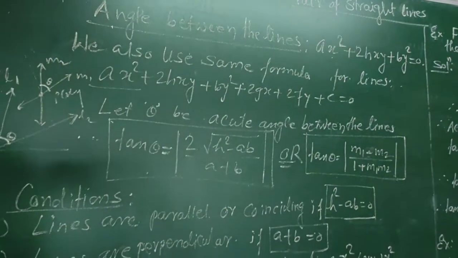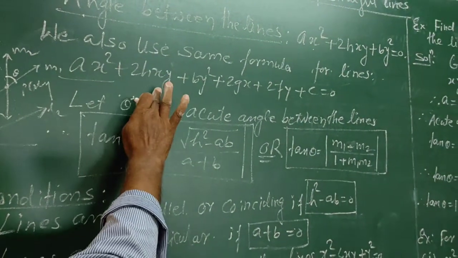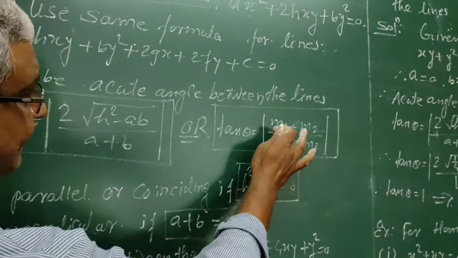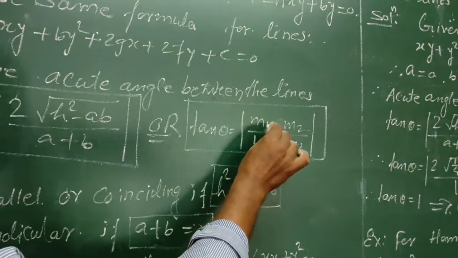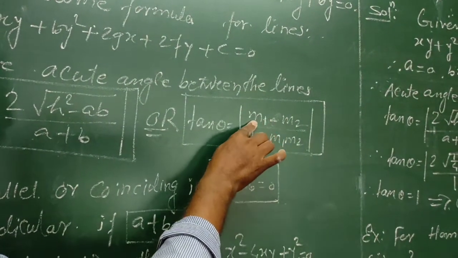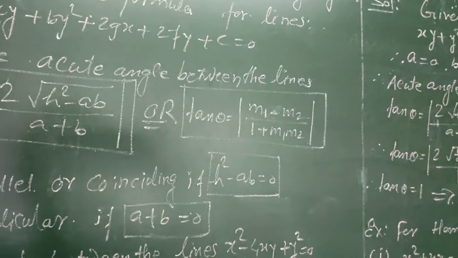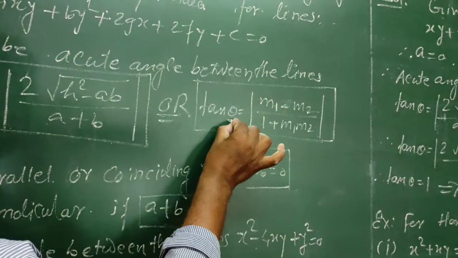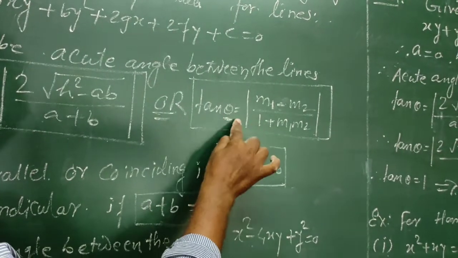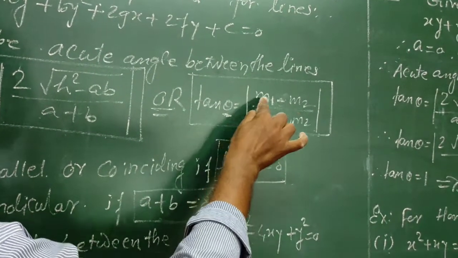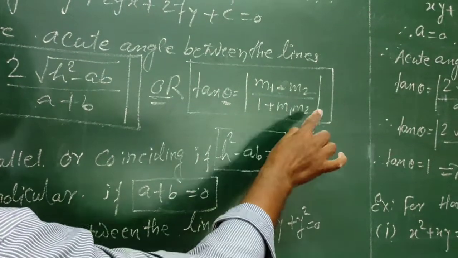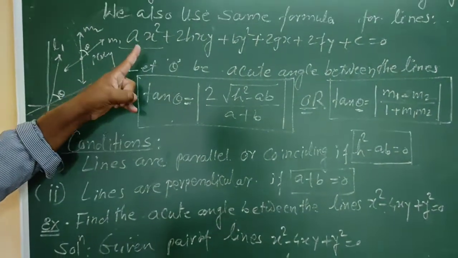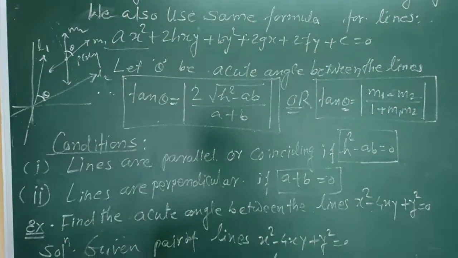Sometimes the equation is not in this form. The slopes of the lines are given separately. So the slope of the first line is considered to be m1 and the slope of the second line is considered to be m2. In that case, to find the acute angle between the lines, that is theta, this formula is to be used: tan theta is equal to m1 minus m2 upon 1 plus m1 into m2. So this is about the acute angle between the lines.